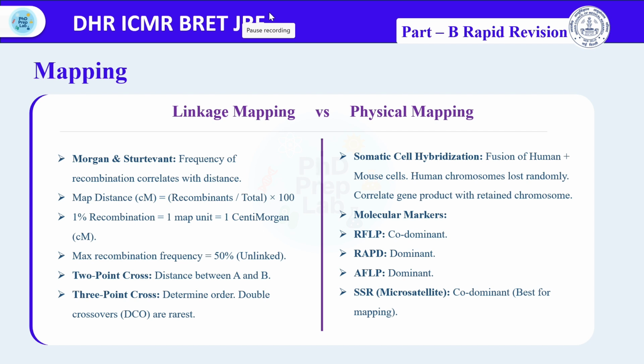Your RFLP is a non-PCR marker, you have to remember it. RFLP and SSR are codominant markers, which means they can identify the heterozygous condition, heterozygous alleles. But RAPD and AFLP are dominant markers, which can only identify the homozygous dominant condition of the alleles.